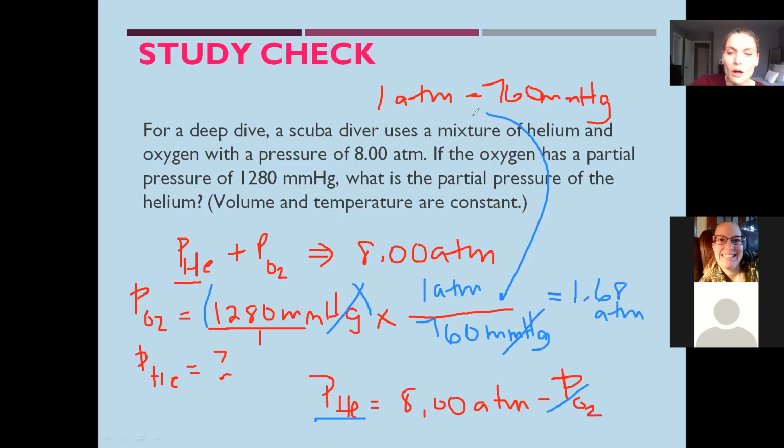And now all we have to do is subtract 8 from 1.68. And I get that it equals 6.32 ATM. Does this kind of make sense?